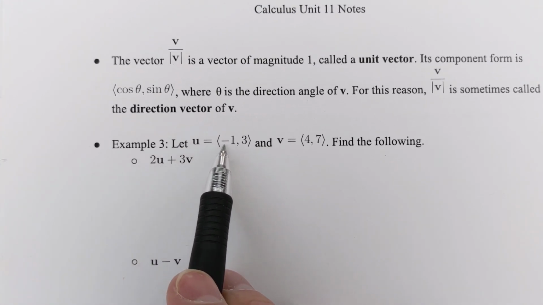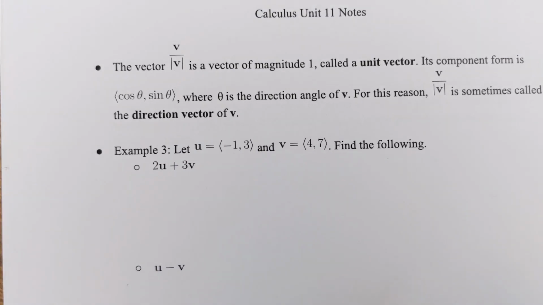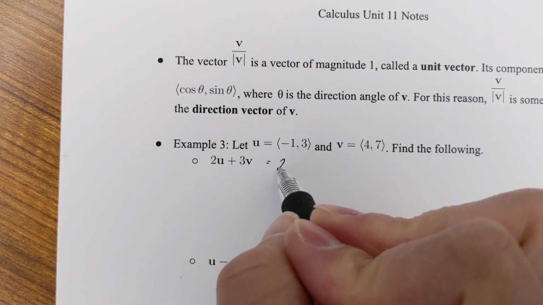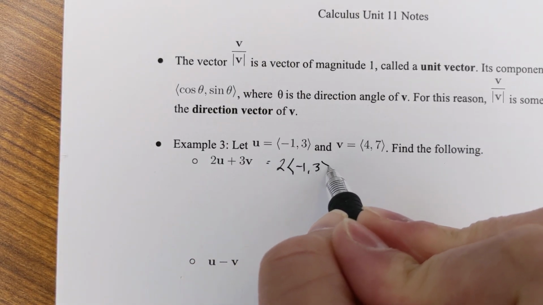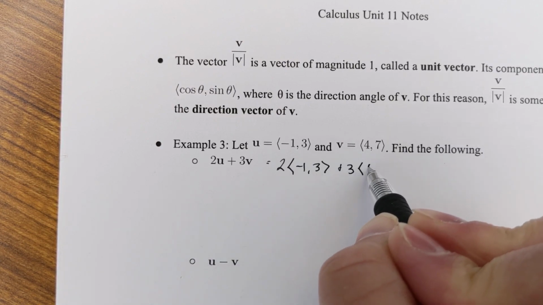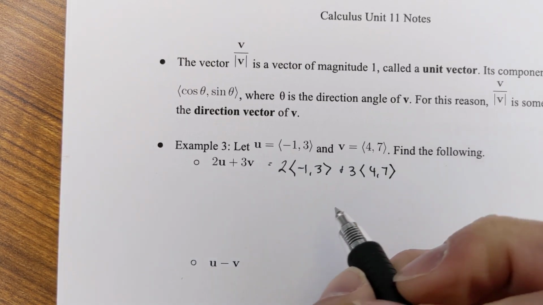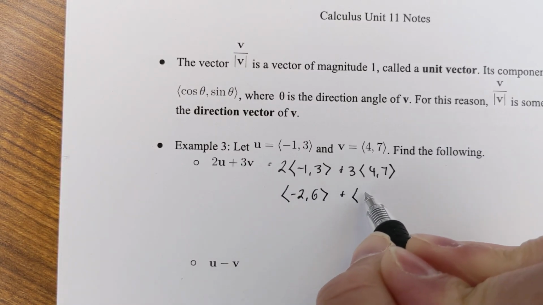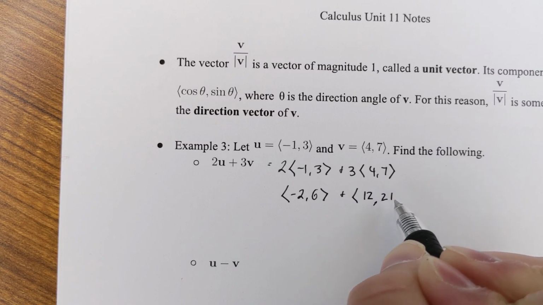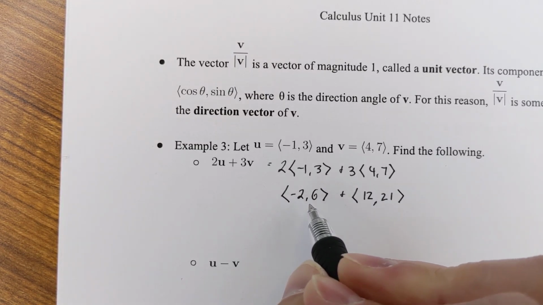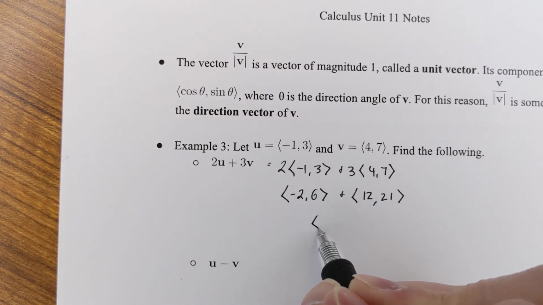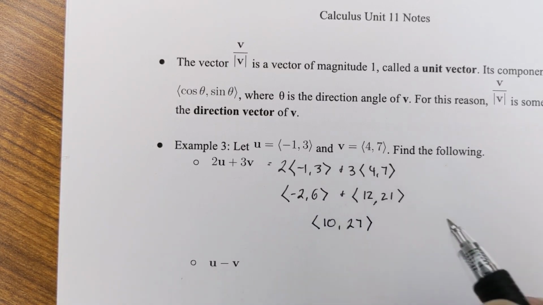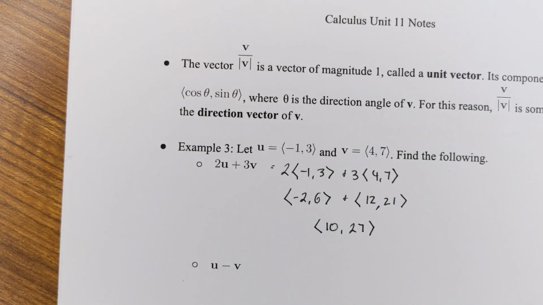So let U be negative 1, 3, V be 4, 7. Find the following. 2U plus 3V, so 2 times vector U plus 3 times vector V. So this would become negative 2, 6 plus 12, 21. And then we just add matching components. Negative 2 plus 12 is 10. 6 plus 21 is 27. Okay.